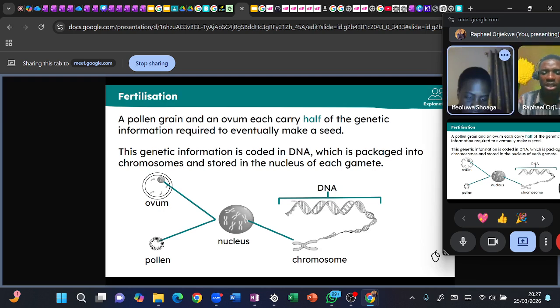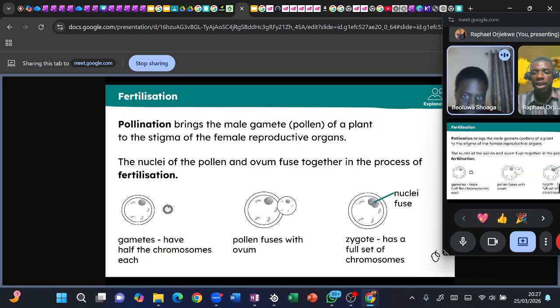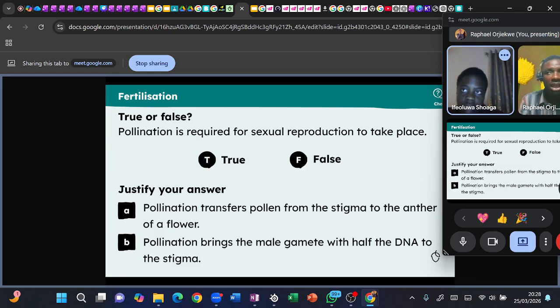Now this chromosome contains the DNA, the identity of a new plant, because either a new plant will be produced or a fruit will be produced. So pollination brings the male gamete to the stigma of the female reproductive organ, and the nuclei of the pollen and ovum fuse together in the process of fertilization, and it forms a zygote. And this zygote is what grows on to become either a new plant or a seed. It literally forms a seed most times, and then it grows out to become a full-grown fruit. So that is exactly how we have apples, watermelons, pawpaw.